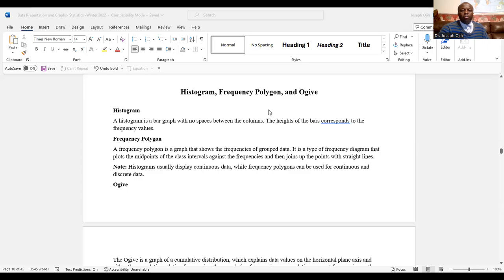On Monday, we stopped on this section, which is histogram, frequency polygon, and then okay, you can see the screen, I believe, right? Yes. Very good, very good.